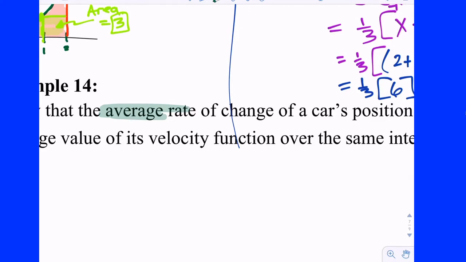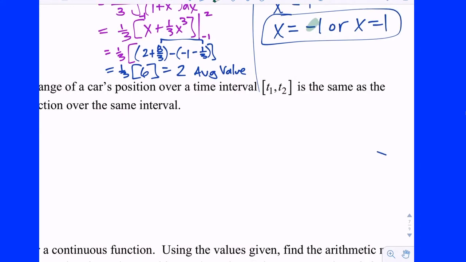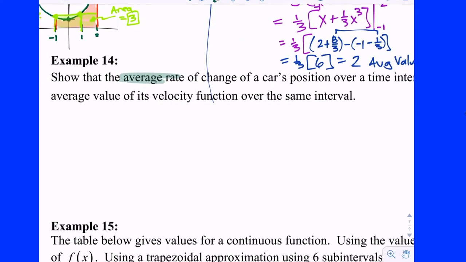You don't use calculus at all, right? It's just the change in y over the change in x. The average value, of course, is integral over width, which is the integral over the change in x. All right, so it says to show that the average rate of change of a car's position over time from t1 to t2 is the same as the average value of its velocity over the same interval.